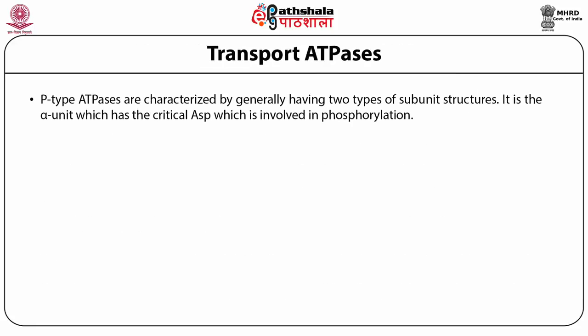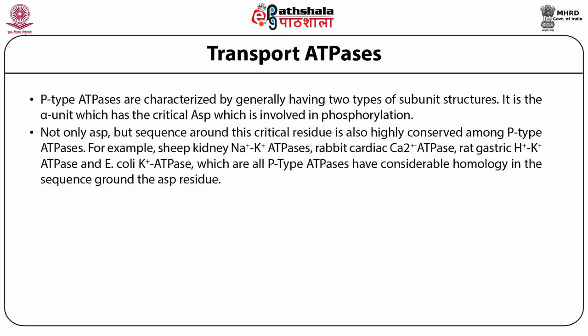P-type ATPases are characterized by generally having two types of subunit structures. It is the alpha unit which has the critical aspartate which is involved in phosphorylation. Not only aspartate, but sequence around this critical residue is also highly conserved among P-type ATPases. For example, sheep kidney sodium potassium ATPase, rabbit cardiac calcium ATPase, gastric hydrogen ion potassium ion ATPase, and E. coli potassium ion ATPase, which are all P-type ATPases, have considerable homology in the sequence around the aspartate residue.